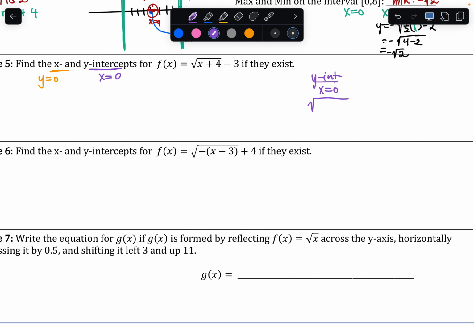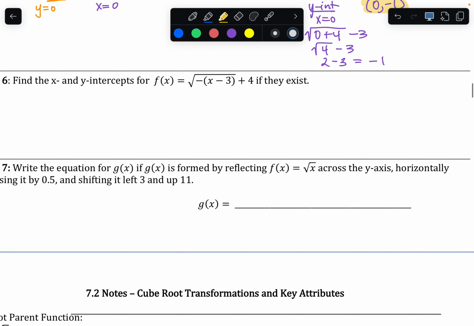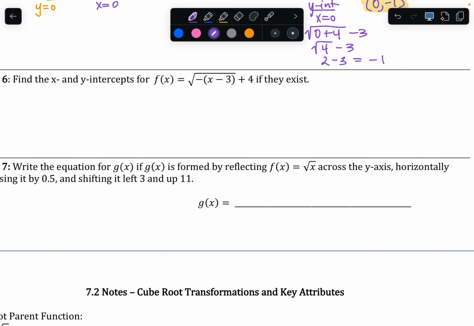And so that gives me 0 plus 4 under the radical minus 3, which is square root of 4 minus 3. Square root of 4 is a nice number. It's 2. And so our final answer is negative 1. Write it as an ordered pair. That's always best practice, is to write your intercepts as ordered pairs. Okay, so there's my y-intercept. And then let's go ahead and find the y-intercept for number 6 as well.